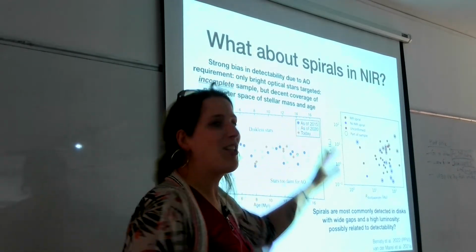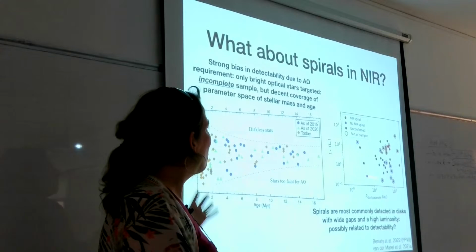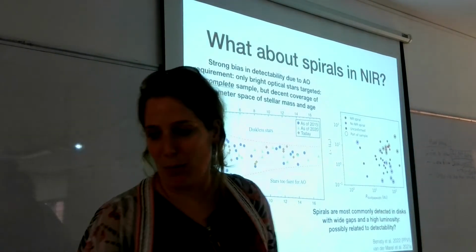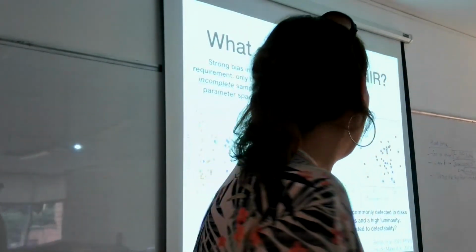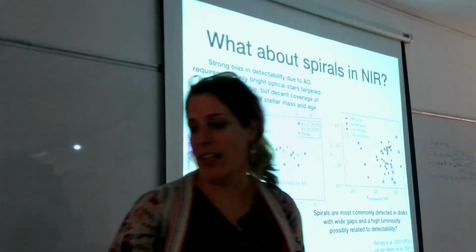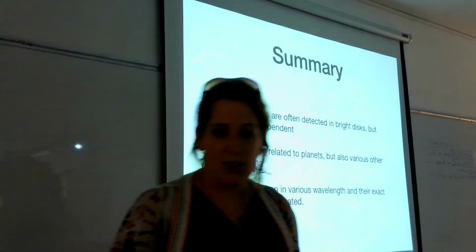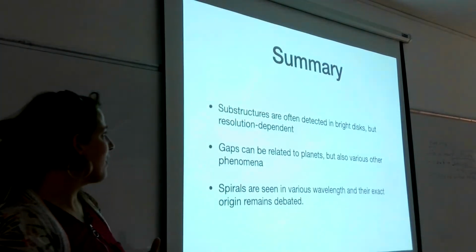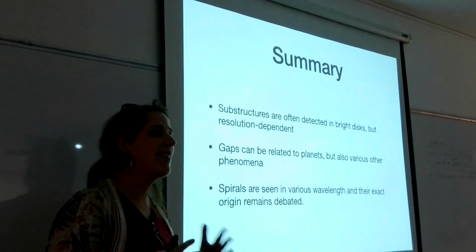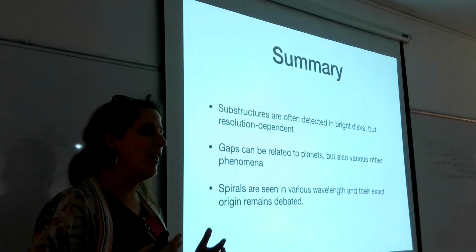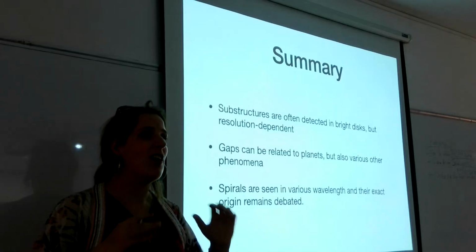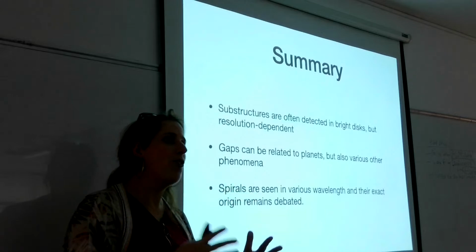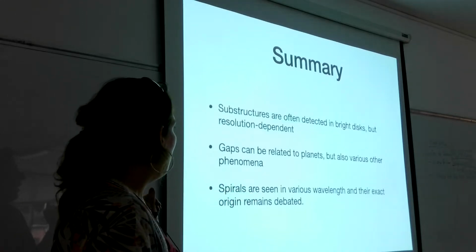However, since this sample is not complete, and this plot is definitely not properly sampled, you cannot really draw this conclusion right now. So, to summarize, substructures are often detected in bright disks, but it's very resolution dependent, and with a lot of statements about their occurrence, you have to be careful. You really have to look at what they have actually chosen as their initial sample.